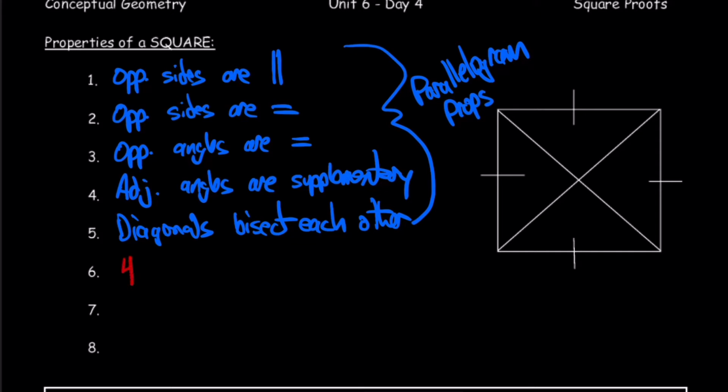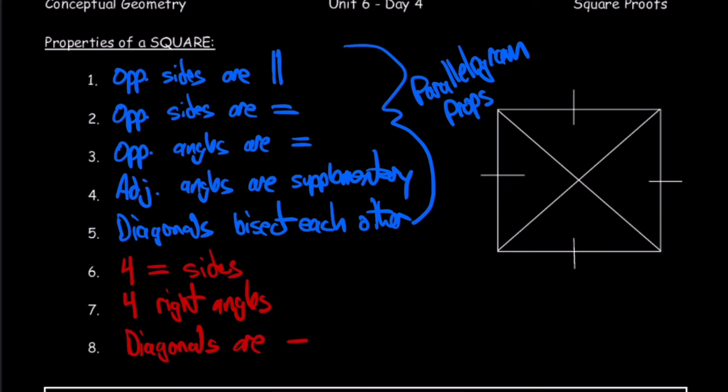It has 4 equal sides. Well, so does a rhombus. So what makes this a square? In addition to 4 equal sides, it has 4 right angles. And what about the diagonals? They're special also. The diagonals are equal and perpendicular. So basically a square combines all the properties of a rhombus and of a rectangle.